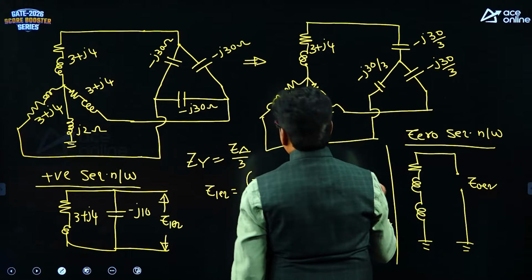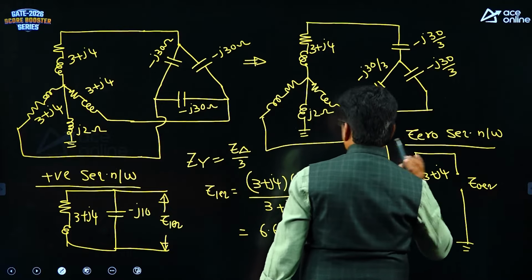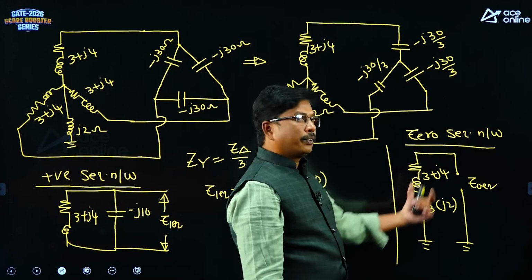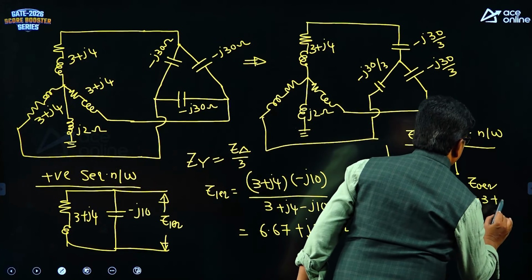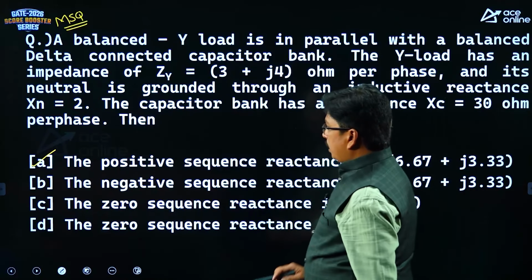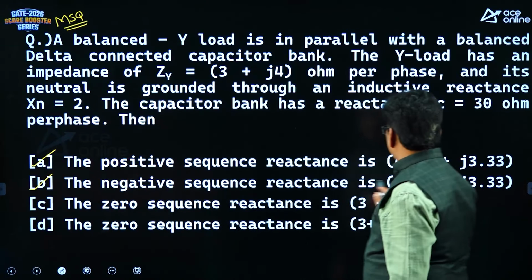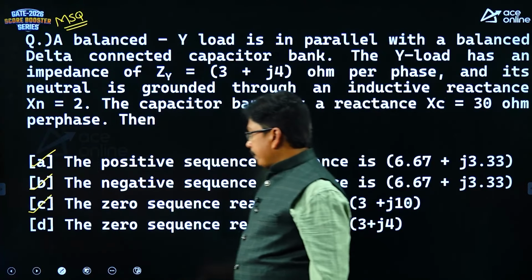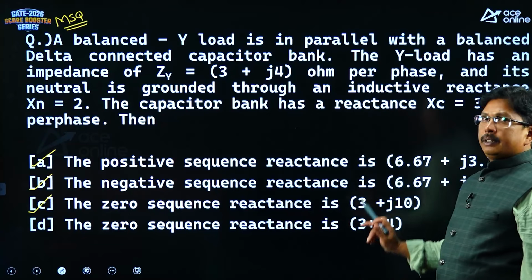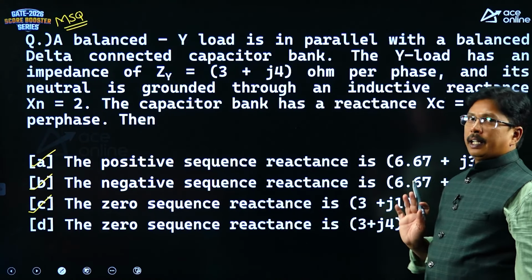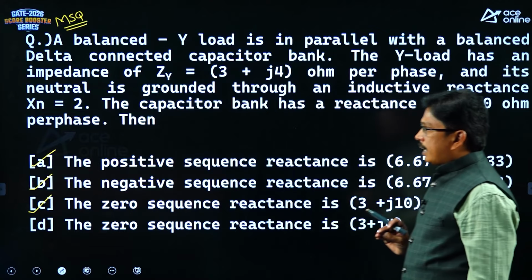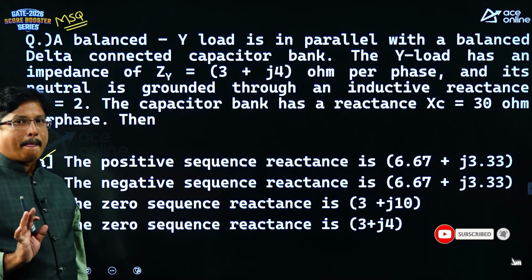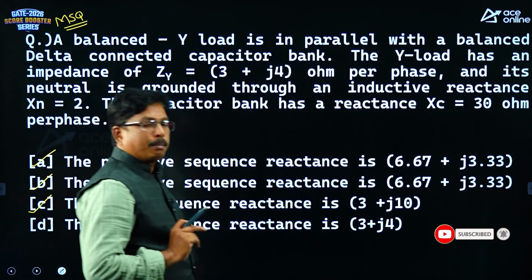This is 3 plus J4 and this is 3 times J2. It is J6 plus J4, it will be J10, so 3 plus J10. So A is correct, the negative sequence impedance is also the same, B is correct, the zero sequence impedance is 3 plus J10, C is also correct. D says the zero sequence reactance is 3 plus J4, that's wrong. So A, B, C all are correct. Option A is correct, option B is correct and option C is also correct. Do the calculation properly.